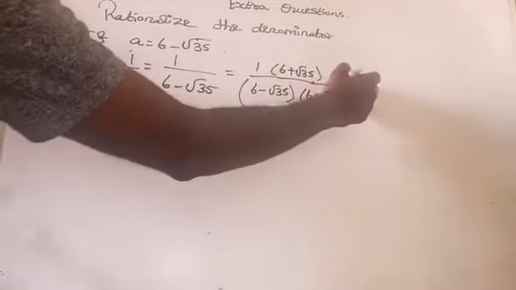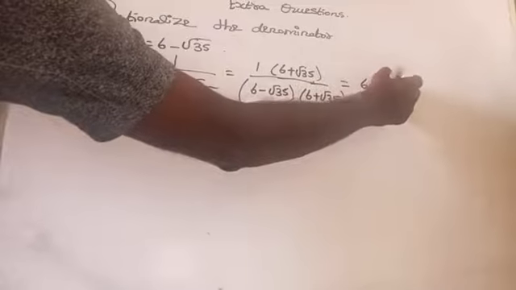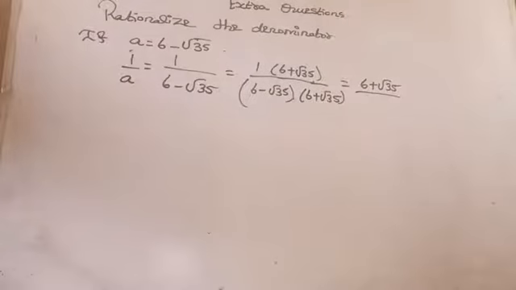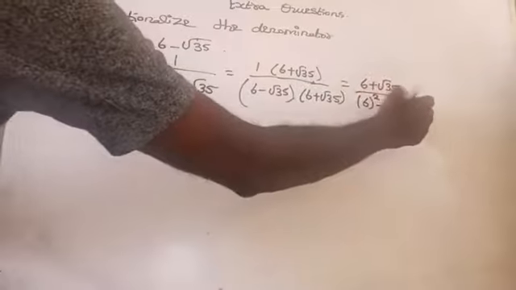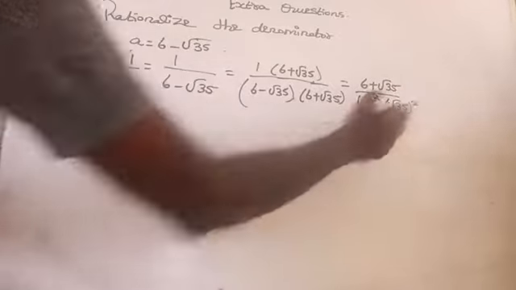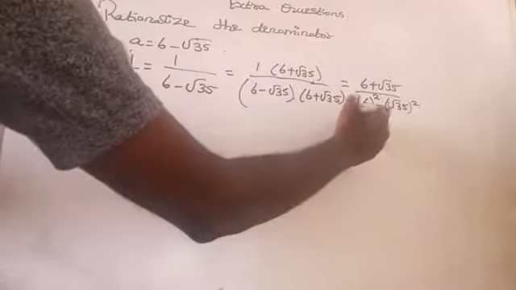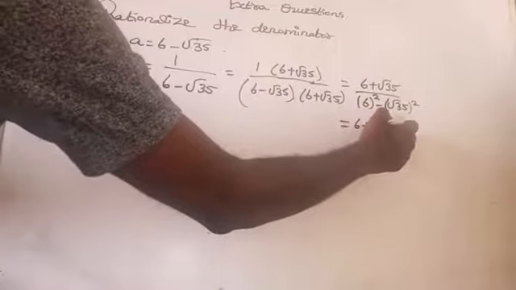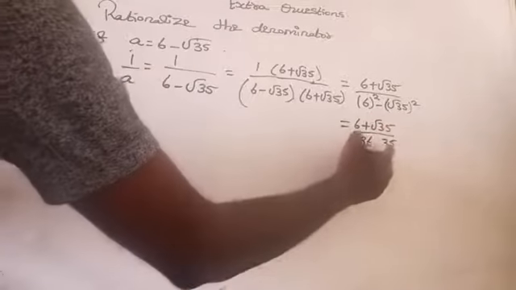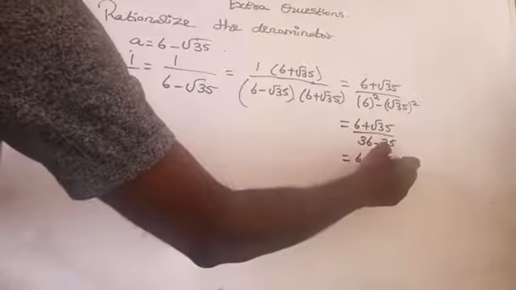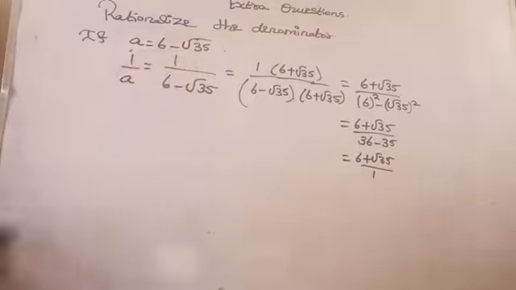Now 1 into 6 plus root 35 is 6 plus root 35. Look at the denominator. It is in the form of a minus b into a plus b, so you can write a square minus b square. It is nothing but 6 square minus root 35 the whole square. 6 square is 36, root 35 into root 35 is 35. It is nothing but 6 plus root 35 by 1, which is equal to 6 plus root 35.